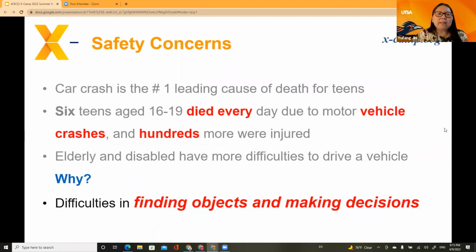So it's reported that car crash is the number one leading cause of death for teenagers. Every day, there will be 6 teenagers aged from 16 to 19 who die because of vehicle crashes, and hundreds of teenagers will be injured. Besides the safety concerns for teenagers, elderly and disabled people also have difficulty driving a vehicle. The reason is it's very difficult for them to find objects and make decisions.